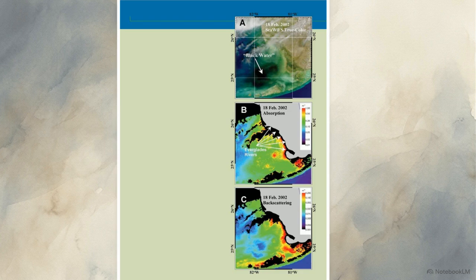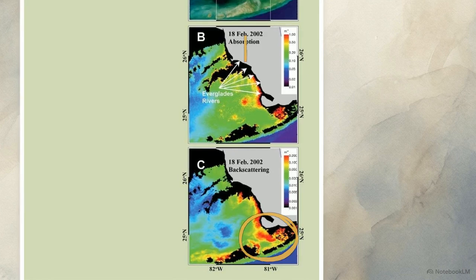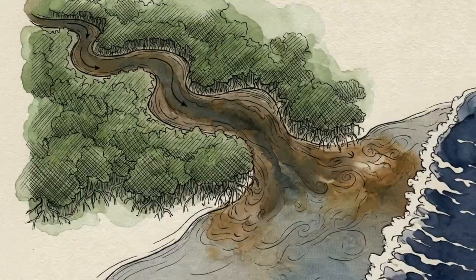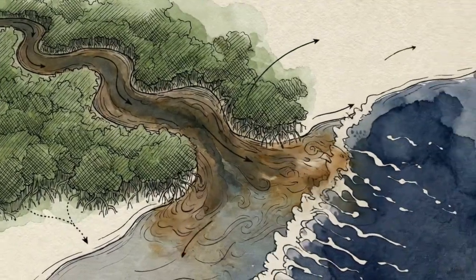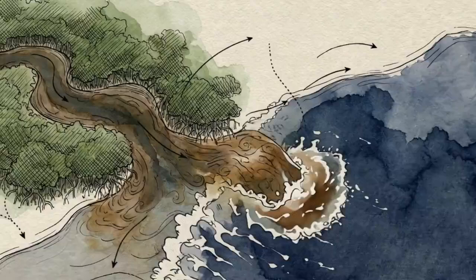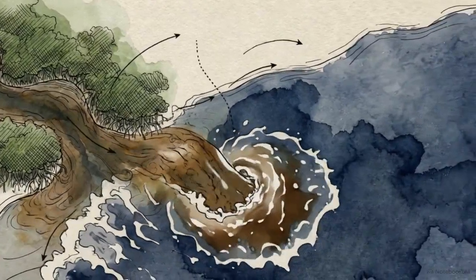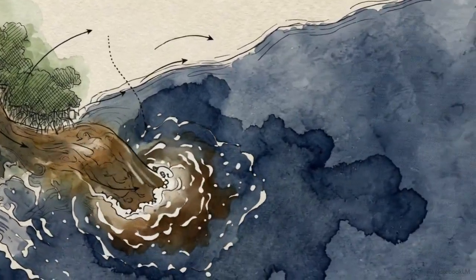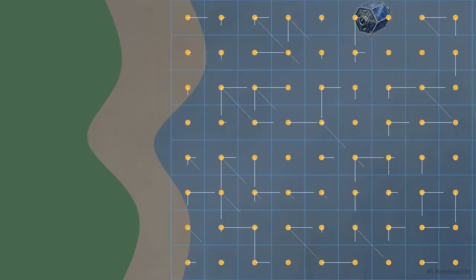The deconstructed layers provided clarity: backscattering isolated particles of a diatom bloom, while absorption traced the freshwater origin. By tracking the CDOM signature, scientists proved the event was a predictable result of heavy Everglades runoff, delivering concentrated nutrients to the coast. Analyzing CDOM provides the mathematical framework to treat ocean color as a predictive physical model.